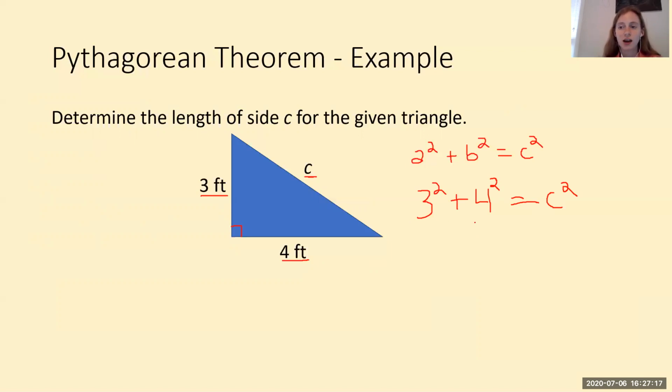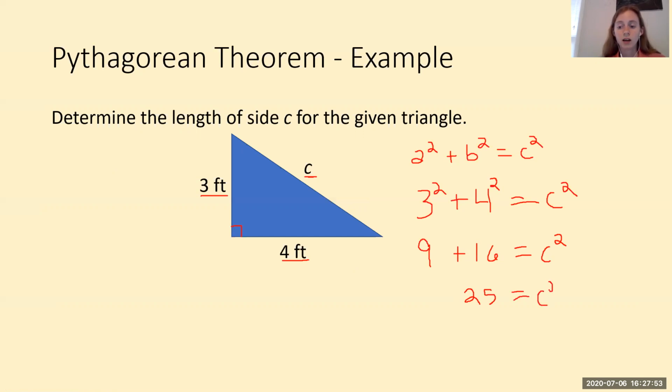So I'm going to start doing these calculations as much as I can, following the order of operations. So I'll do my exponents first. So 3 squared is equal to 9. And 4 squared is equal to 16. So now we know that 9 plus 16 equals c squared. And then 9 plus 16, that's equal to 25. So we know 25 is equal to c squared.